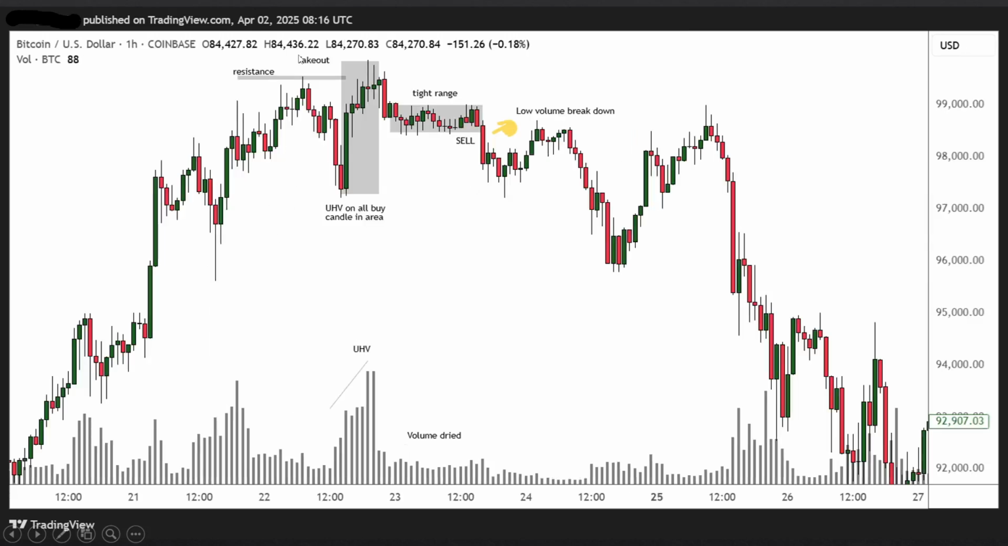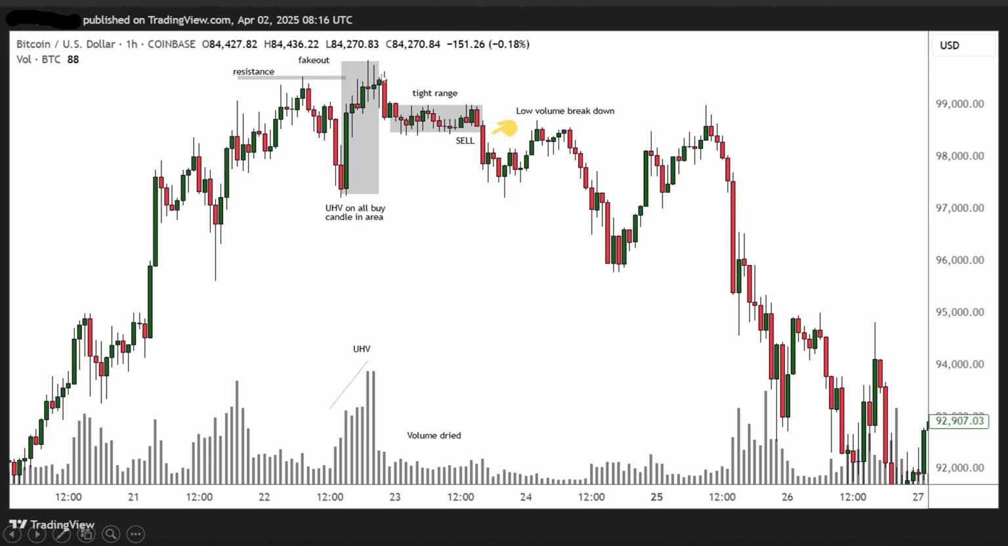Again, there is a resistance. This is a Bitcoin chart, 1 hourly chart. There is a resistance to the left. The market started going up with ultra high volume. There's ultra high volume on all buy candles, even sell or buy candles. There is ultra high volume on all of this range. Look at this, this is actually breaking out. Any candle which is breaking out or breaking down with ultra high volume is a fake out.